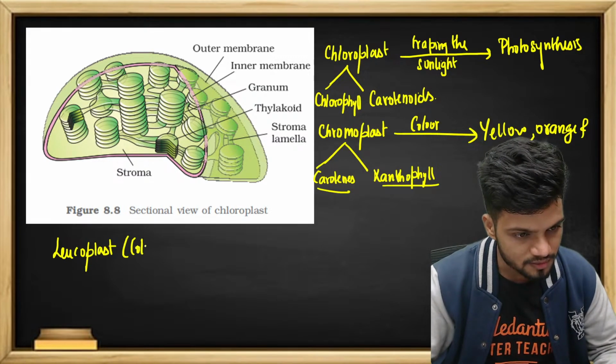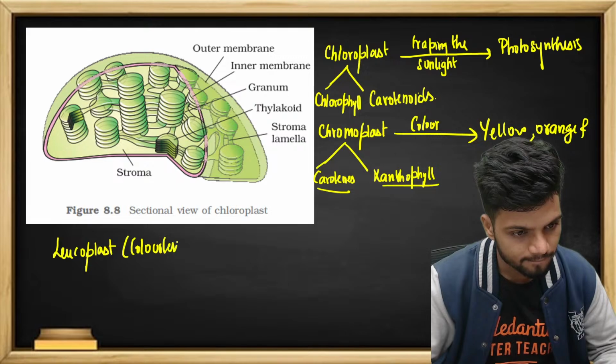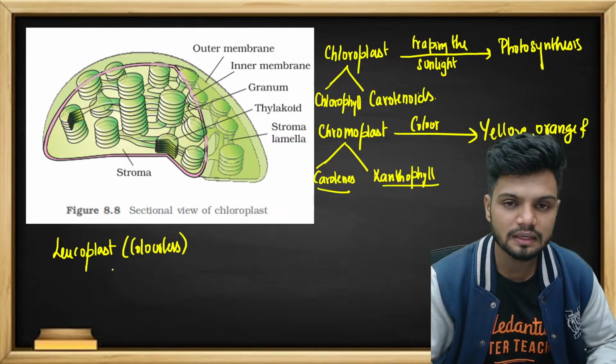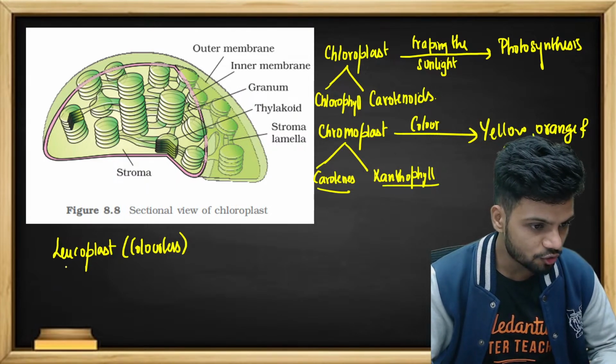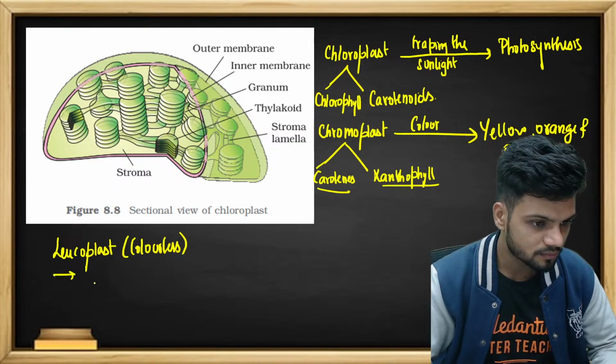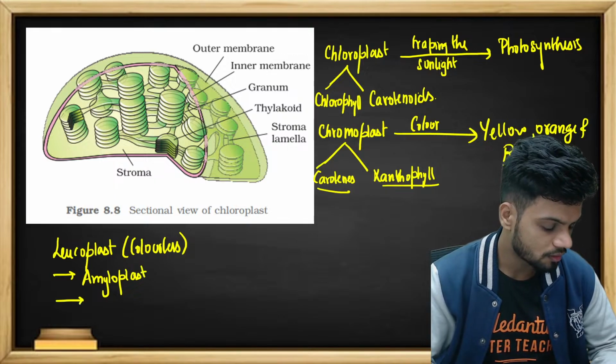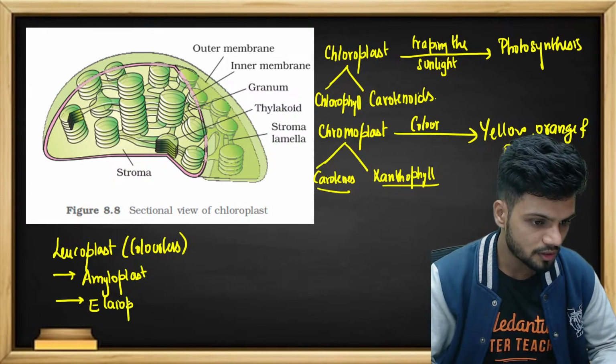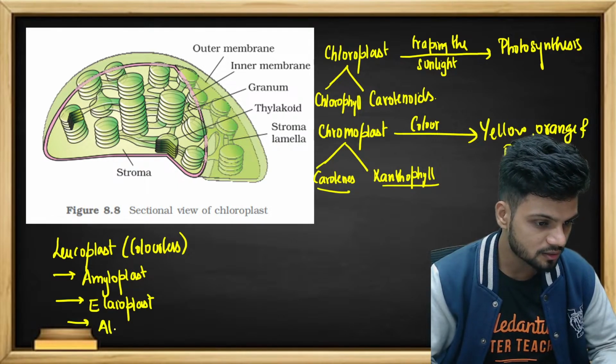Leucoplast is colorless. It is completely colorless. In leucoplast, there are three types again. We have amyloplast, elaioplast, as well as aleuroplast.